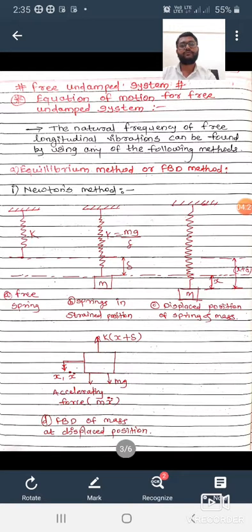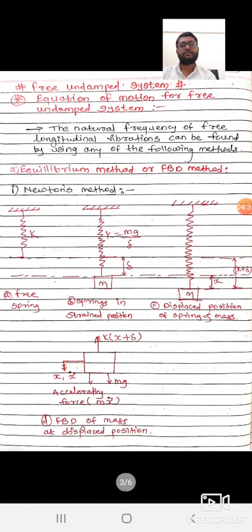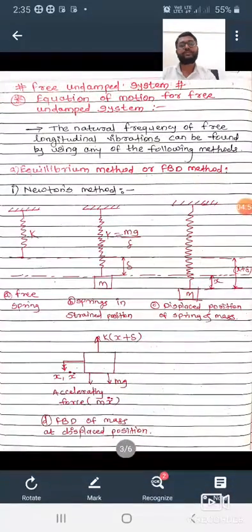Here we have shown four diagrams. The first one is a free spring having stiffness K. The second diagram is for the spring in static position, meaning we elongate the given spring by applying some force, where K is stiffness equal to load upon deflection. You know that W is the load mg, divided by delta, and delta is the deflection of the actual spring. The third diagram is the displaced position of spring and mass, meaning the mass and spring are deflected by a distance of x plus delta.